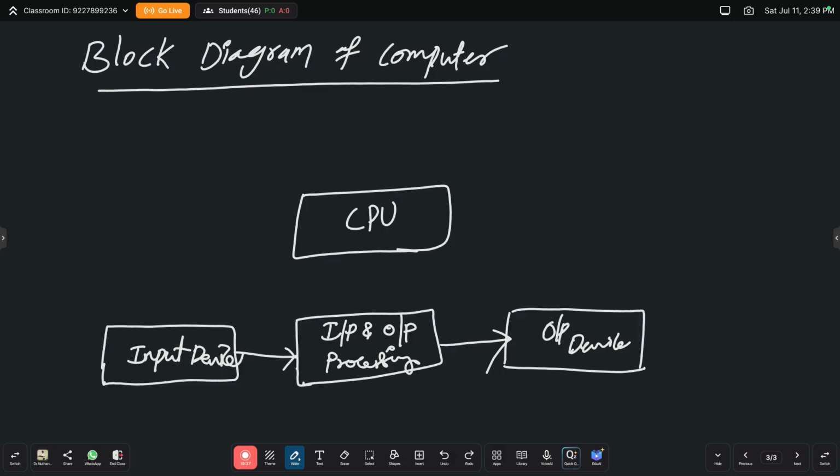So there is a CPU. Means don't think, sir, laptop there is no CPU, sir.